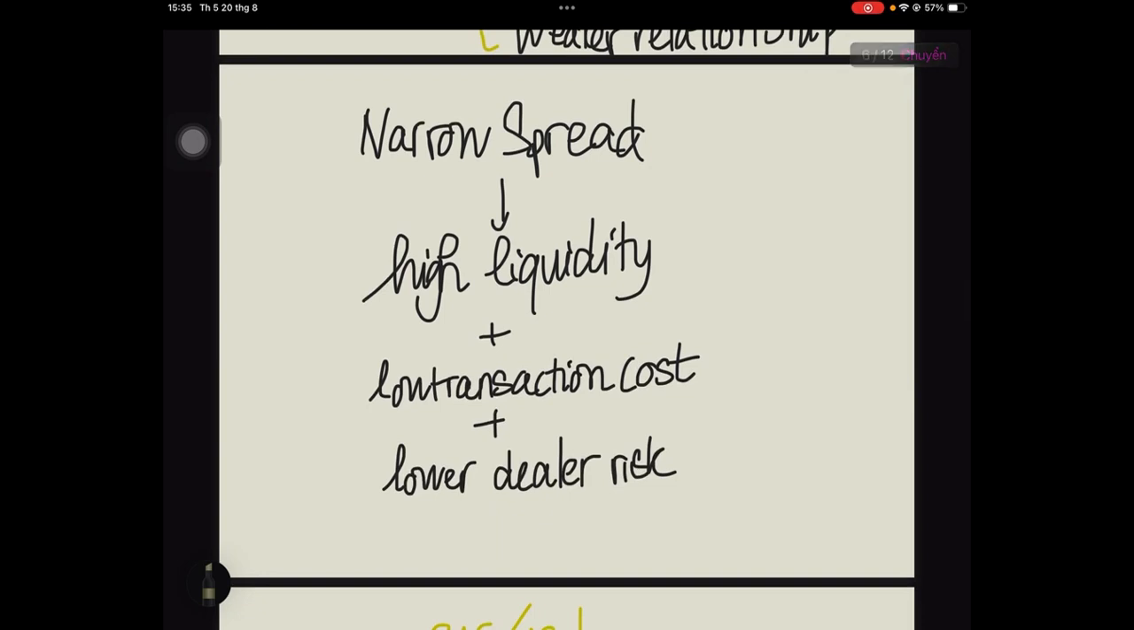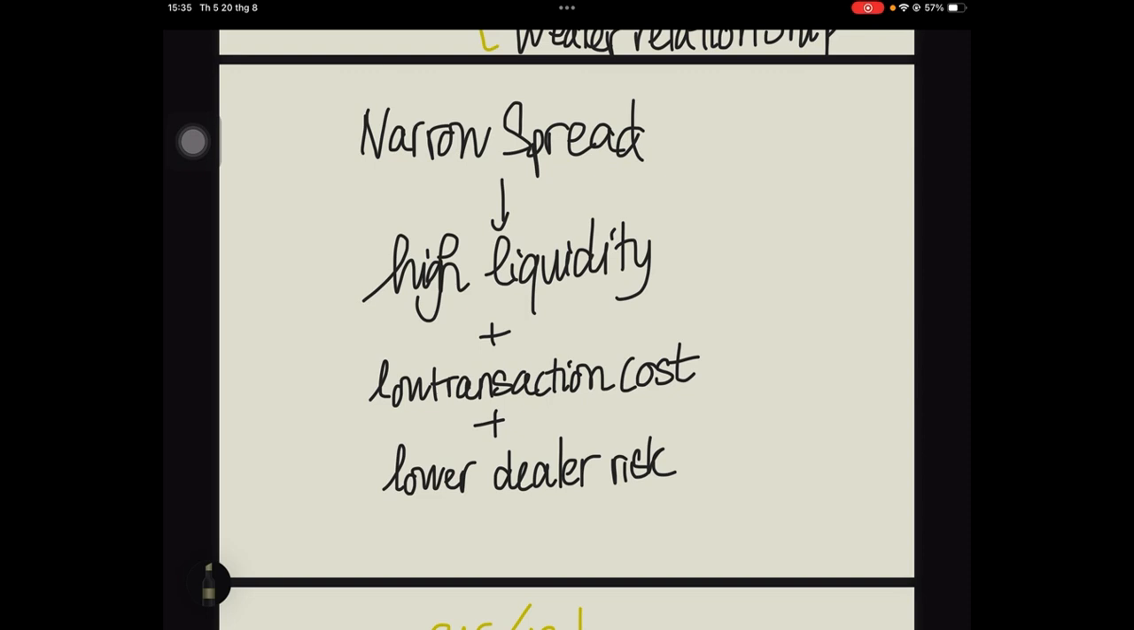Here is the investor interpretation. A narrow spread generally indicates a more liquid trading environment. There are many buyers and sellers. Dealers can hedge positions more easily. Competition among market makers is stronger, and the cost of immediately executing a trade is relatively low.